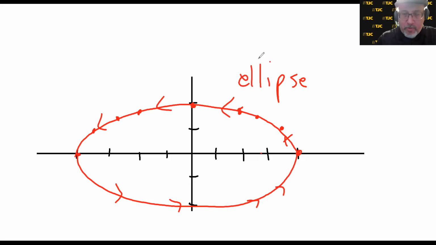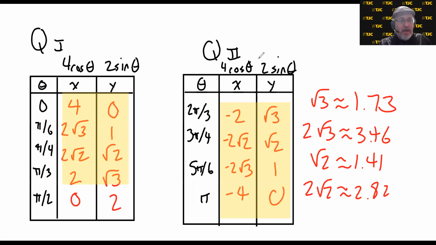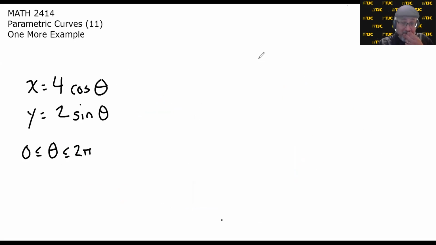Now, I haven't given you the formal definition of an ellipse. Think of it as a circle where the radius in one direction is different than the radius in another direction. Specifically, there's what I would call an x radius and a y radius. Technically speaking, they are called the minor and major axes, plural of axis. But the important thing is this crosses the x-axis at 4 and -4, the y-axis at 2 and -2. And it's not a coincidence, because 4 was the coefficient of cosine and 2 was the coefficient of sine.